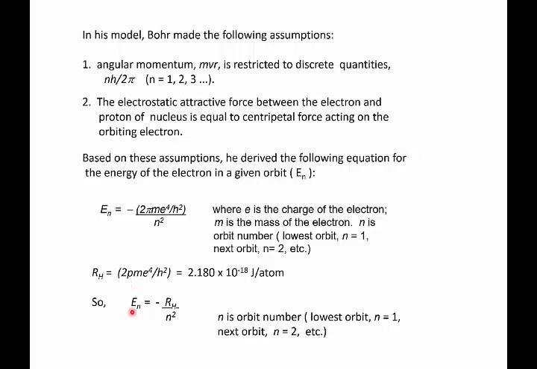The energy of an electron in an orbit equals minus the Rydberg constant. That's the value of the quantity here, the expression here. That's called R sub H, divided by n squared. N is the orbit number. The lowest orbit is n equals 1, the next orbit n equals 2, and so forth.